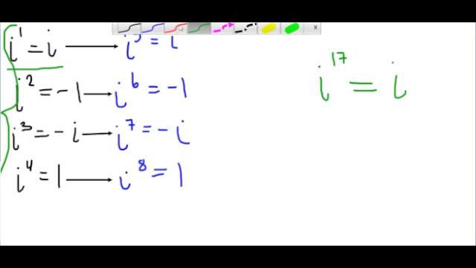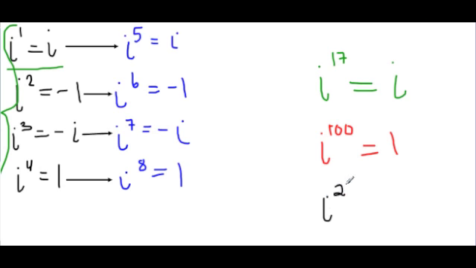Let's try another one. How about i to the 100? Well, what's the remainder when you divide 100 by 4? 100 is a multiple of 4. Therefore, it'll be the same as i to the fourth and i to the eighth and all other exponent multiples of 4. So this is just going to be 1. How about one more?